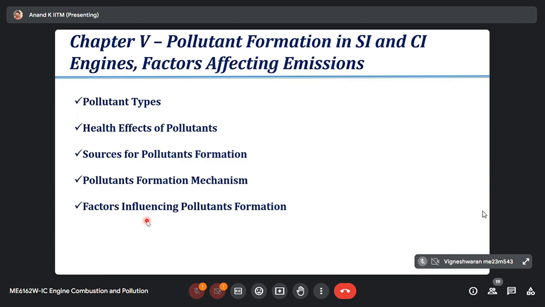Towards that, now we are spending time to track sources for the formation of these 4 species in the SI and CI engine. We deal with the sources separately because the sources are slightly different for these 2 IC engine categories. That's why we are looking at SI engine and CI engine separately. Later on, we are going to look at the formation mechanism.